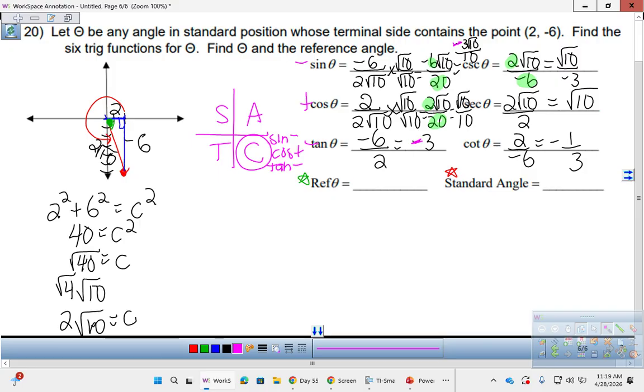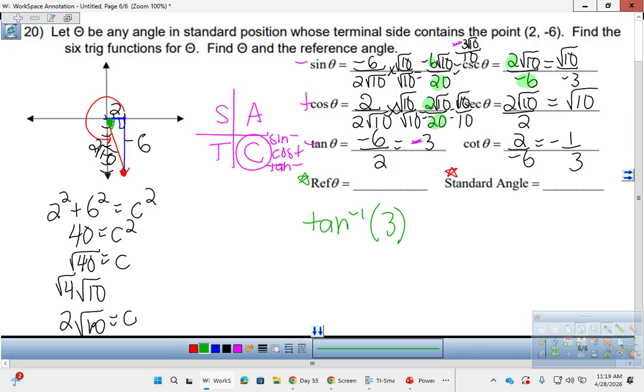So for the reference angle, I'm going to use one of the 3. Which one looks the easiest? 6 over 10, the tangent, right? When I do the tangent inverse, I'm just going to do it of 3. I'm not going to do it of negative 3. You'll see why. If you do negative 3, you're going to get a negative number. We don't want negative numbers.